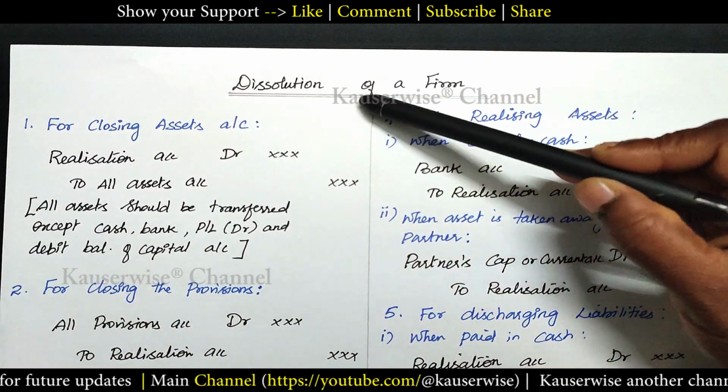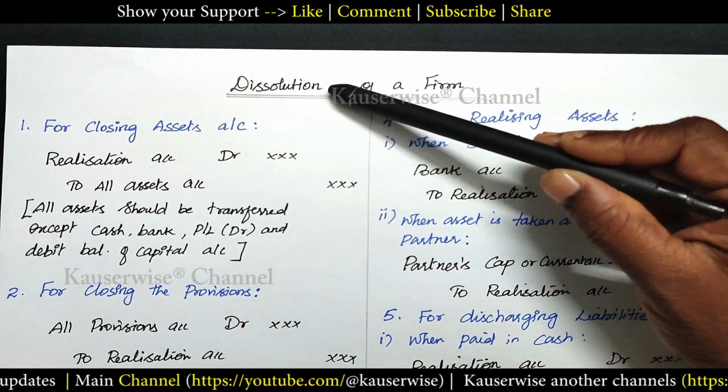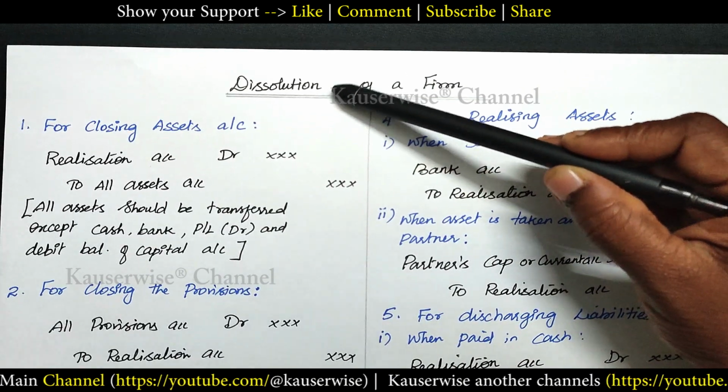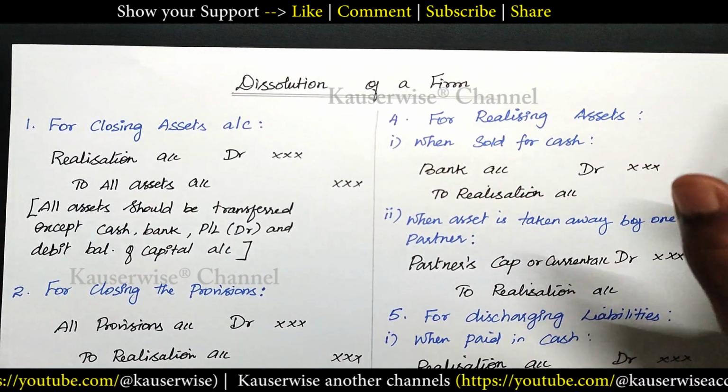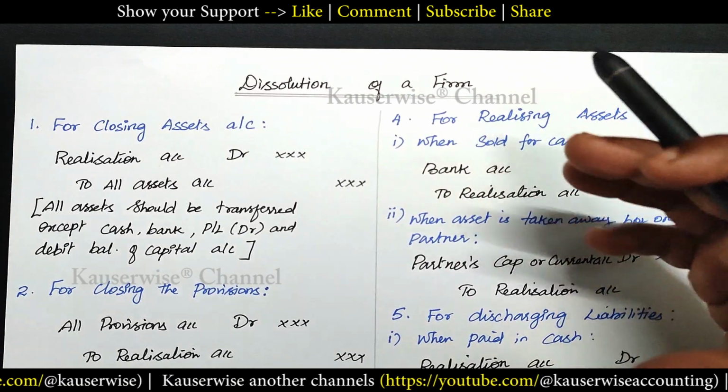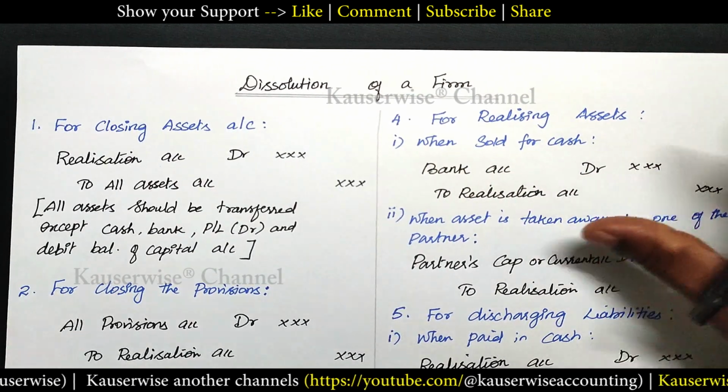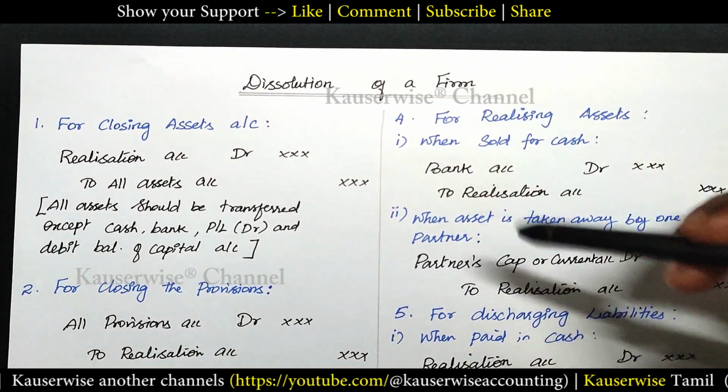Say, dissolution of a firm. Dissolution means closing down, shutting down the partnership firm. For that, we need to follow some procedures. Some important procedures are there to close down the partnership firm. We'll see one by one.